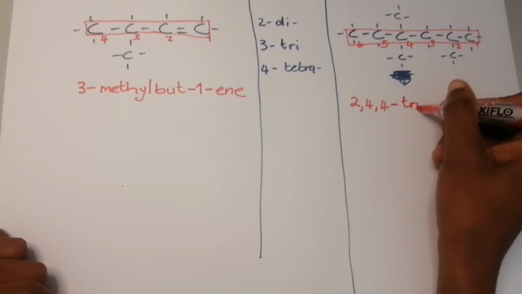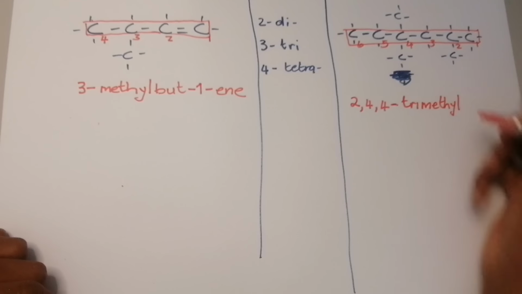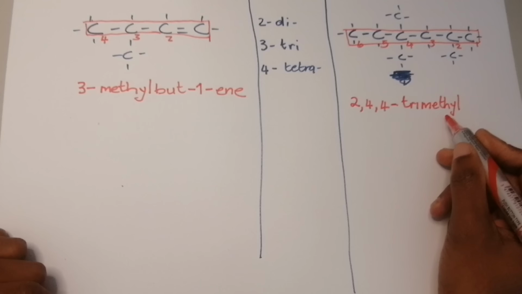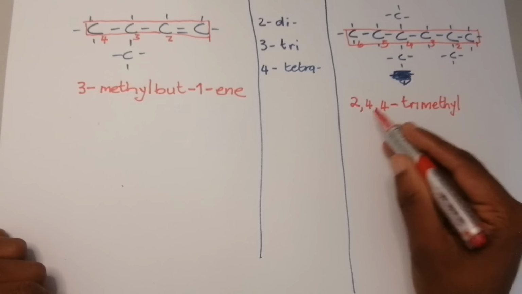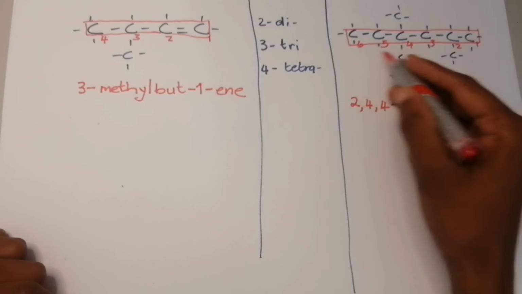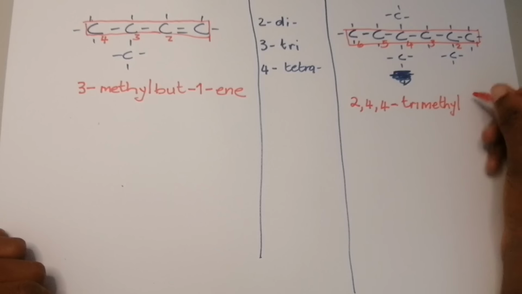This is tri. Can you see? So that's trimethyl. I've got 3 methyls, and I know where to locate them: at carbon number 2, carbon number 4, and carbon number 4, trimethyl. And then I go to my parent chain. It's all single bonds, carbon to carbon, so this is going to be trimethyl hexane.